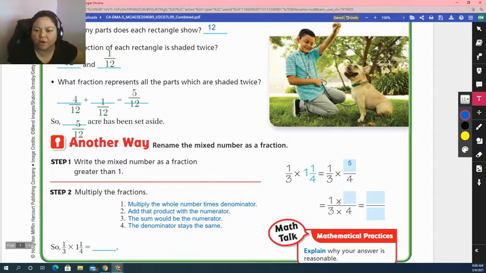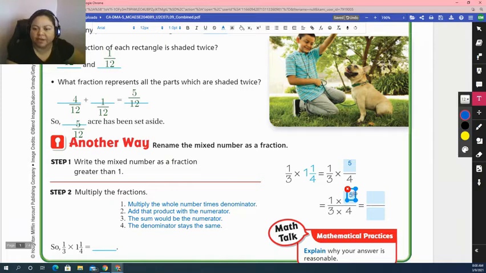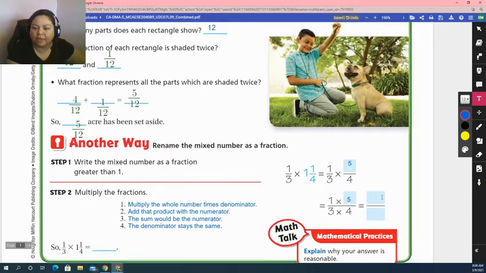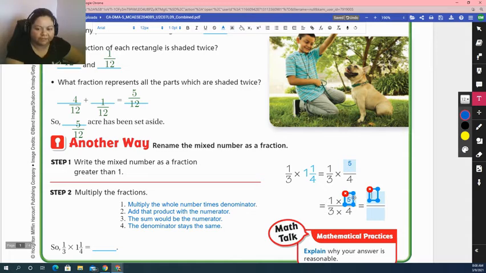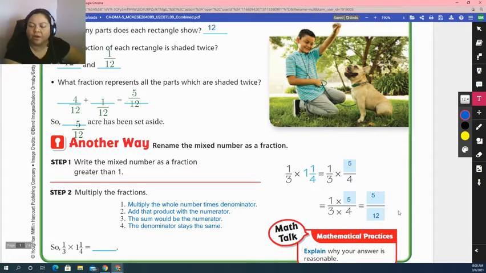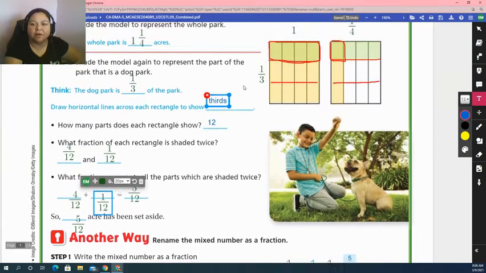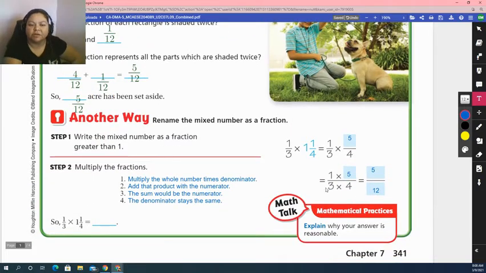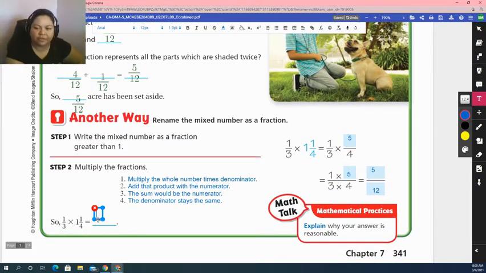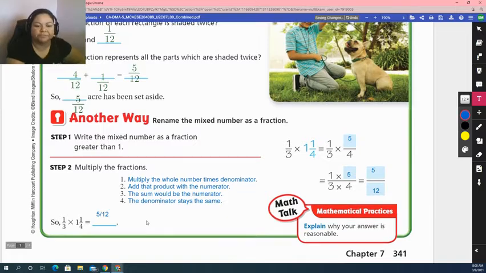In this case, we have 1 times 5, because that's what we found to be the numerator, and 3 times 4. And we could cross simplify, right? But if you look, 1 and 4 cannot be simplified, 5 and 3 cannot be simplified. So we just go 1 times 5 is 5, 3 times 4 is 12. And if you noticed, our answer matches the one we had from when we multiplied using the model, 5/12. So we got the same answer. So 1/3 times 1/4 is 5/12.